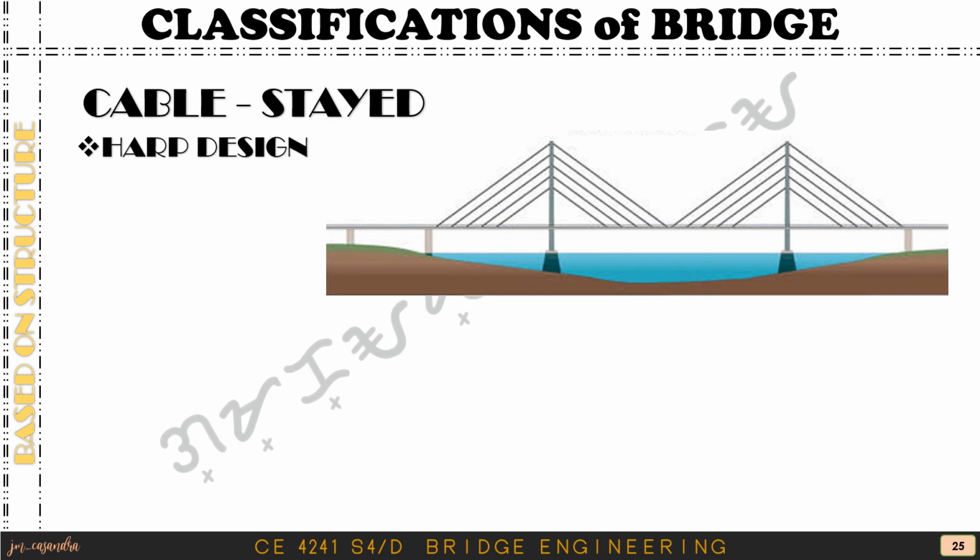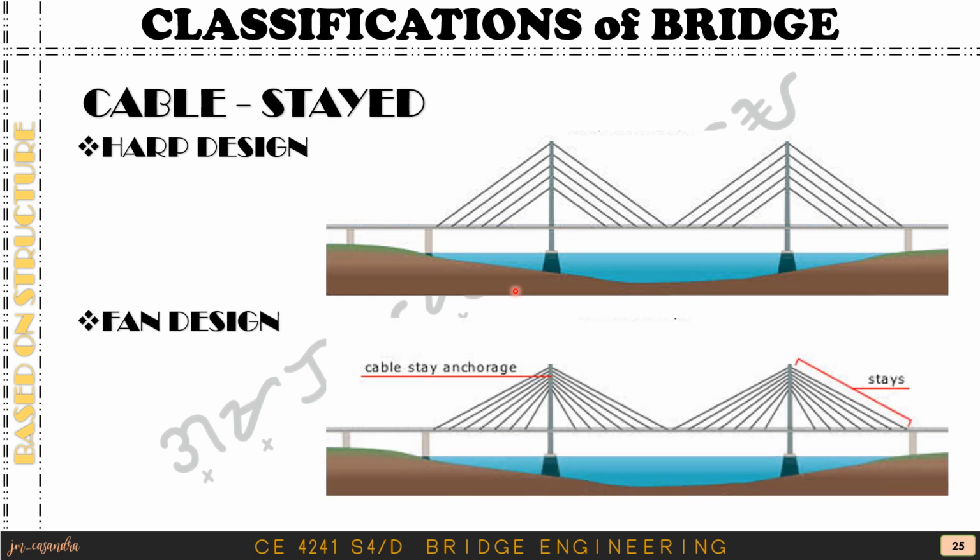So this is an example of a harp design. As you can see, the cables look like, or are more likely to be, parallel to each other. They are connected at different positions or points in the tower as well as the bridge deck. So it's directly connected to the bridge deck, and there is no need for an anchorage point.